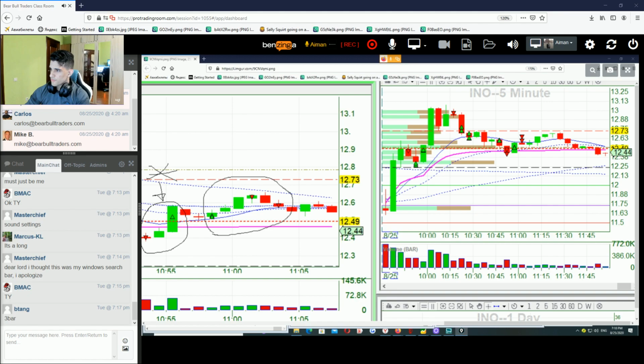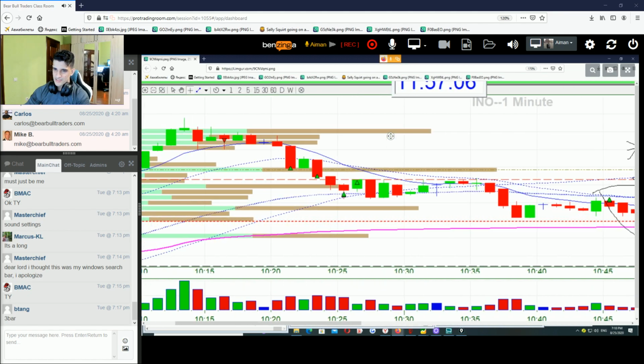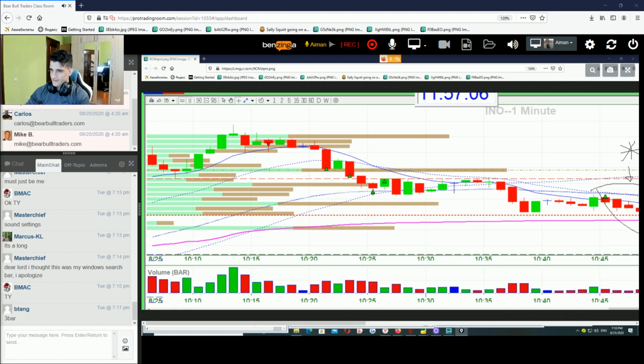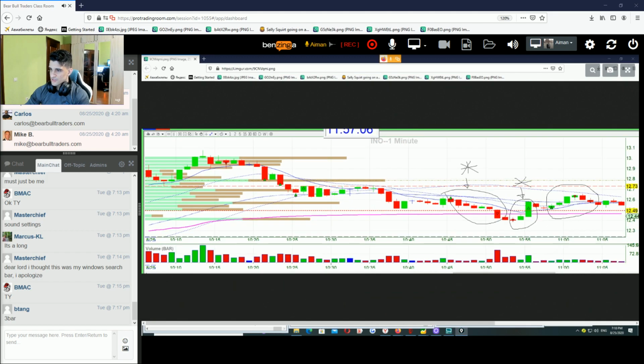Let's see how he based his entry on the 1-minute chart. On the 1-minute chart, he took it to the short side after the reversal candle. Again, another reversal candle right there. Stop loss should be somewhere up here at least, and then it went all the way down. So yeah, this was actually perfect. I like that. Let's see what he did after that.